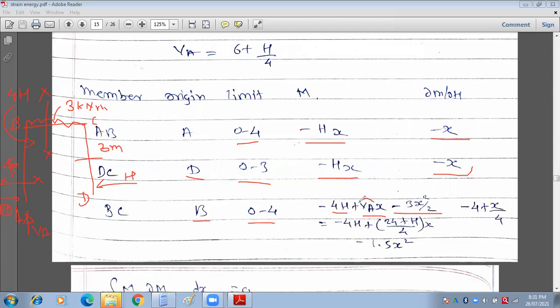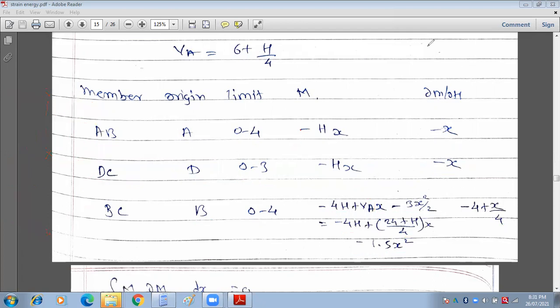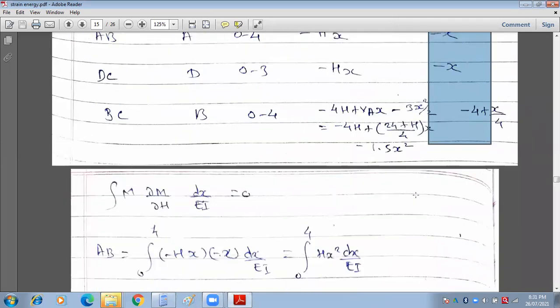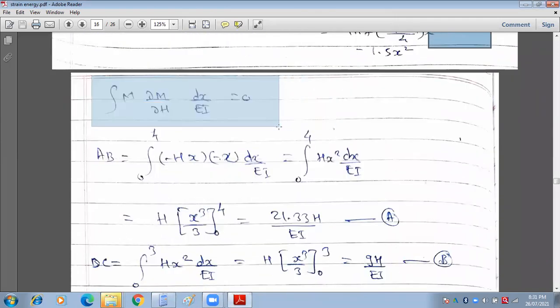As we know, Va is nothing but 24 plus H by 4. Now simplify the term and you will get the 4H term, and the partial derivative of this moment with respect to H, where H appears here and here, is minus 4 plus X by 4. By simplification, you will get these terms.